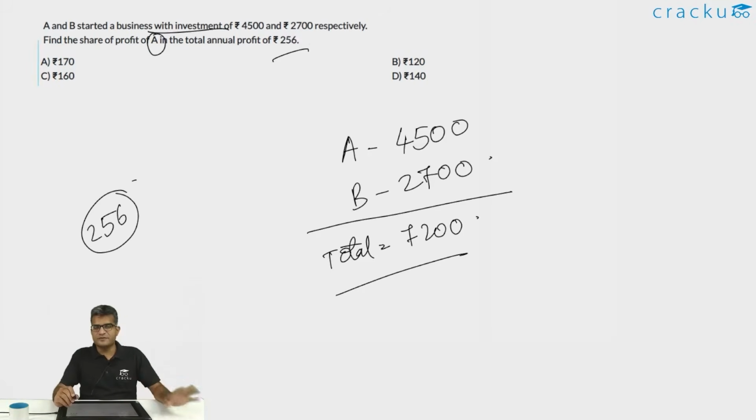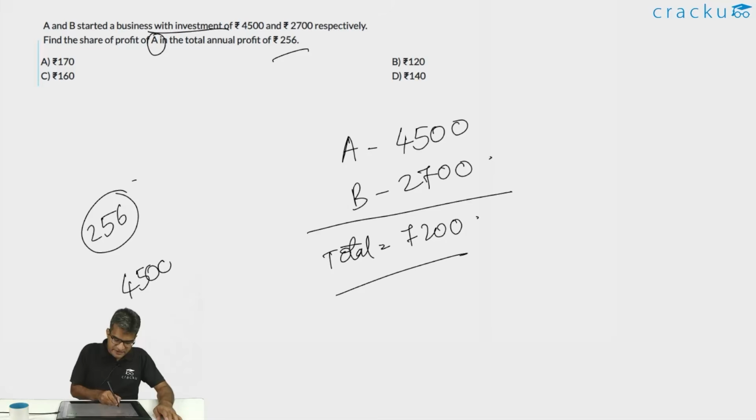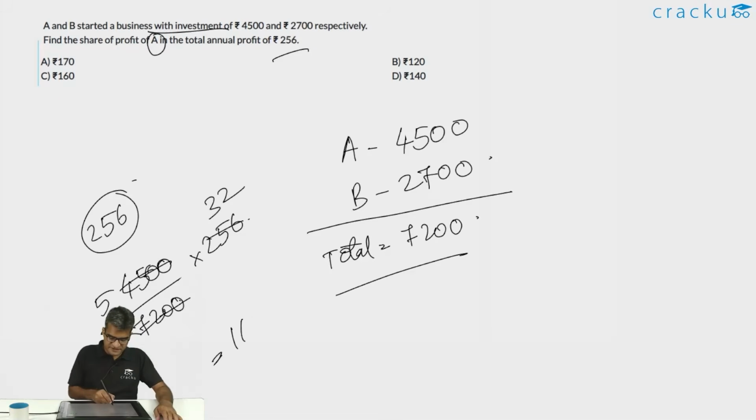We know that the share of the profit of A and the share of the profit of B will be in the ratio of their investments. So in this particular case, the share of the profit of A will be equal to 4,500, which is the investment of A, divided by 7,200, which is the total investment, into the total profit, which is 256. You can cancel this 0, 0. 45 by 72 is 5 by 8. 256 divided by 8 is 32. So this is 5 into 32, which is 160 rupees. So the answer for this question is option C.